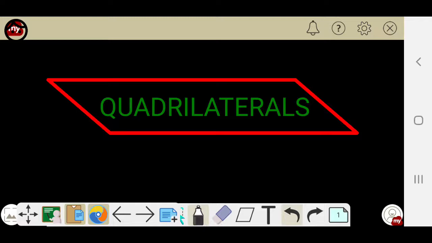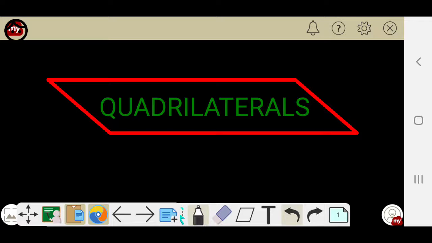We already started the chapter quadrilaterals and also we have discussed some theorems. Total 7 theorems we've already discussed. So today we are going to do some problems based on those theorems.